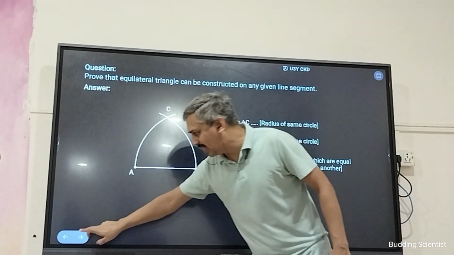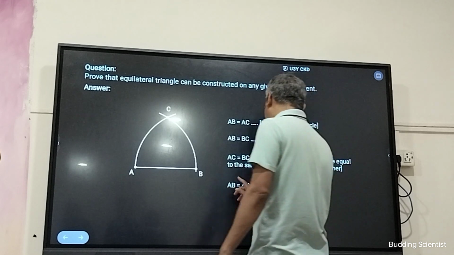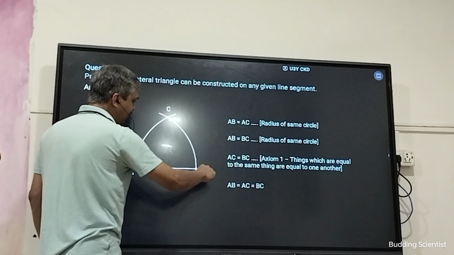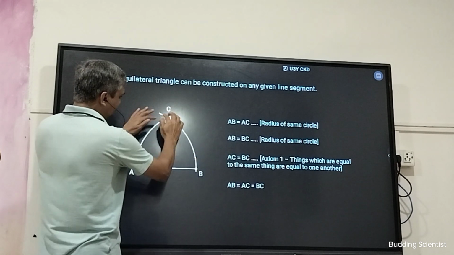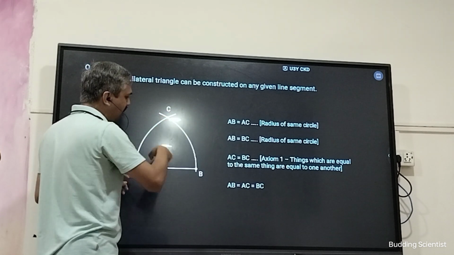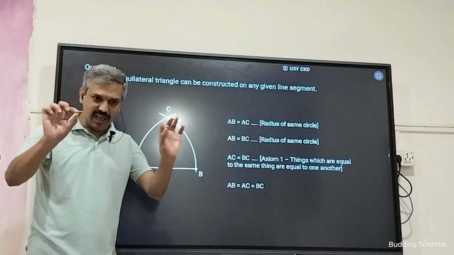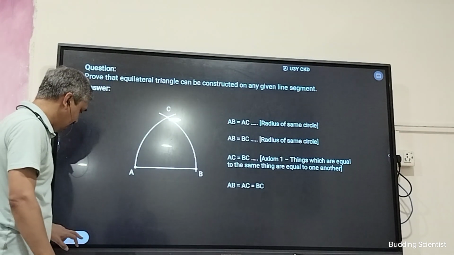So together all three are equal. So we write AB is equal to AC is equal to BC. So if we cut these arcs and make a triangle out of it, we get an equilateral triangle. That is how we know that with any base we can construct an equilateral triangle.